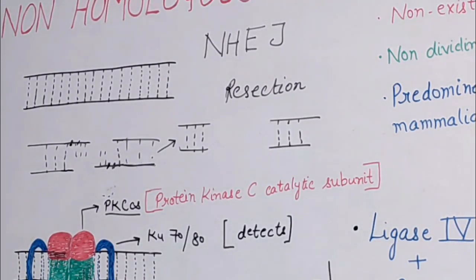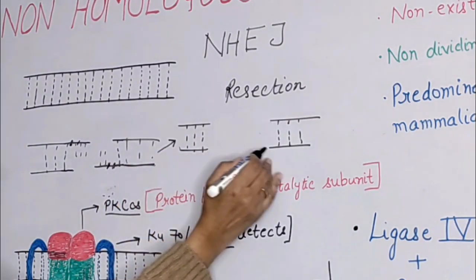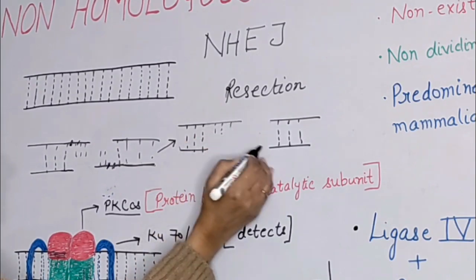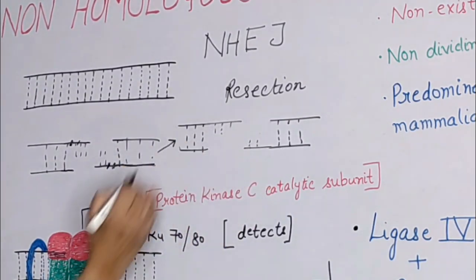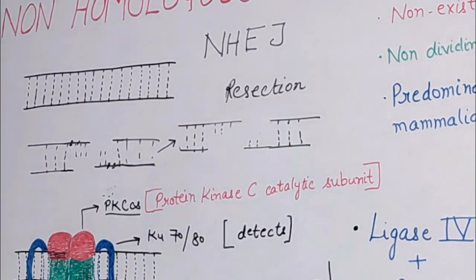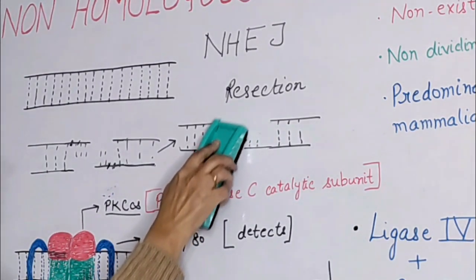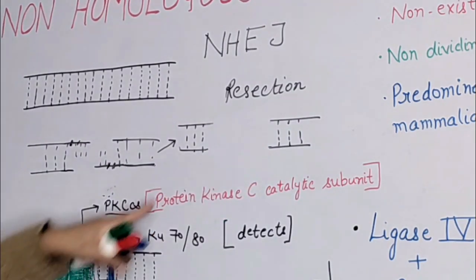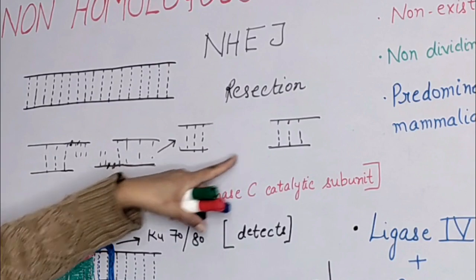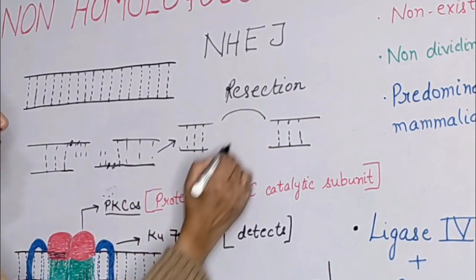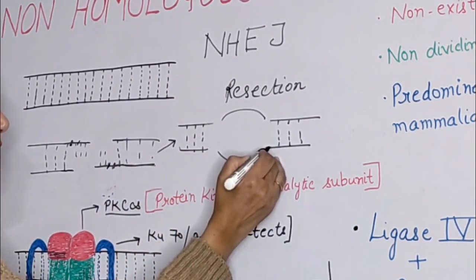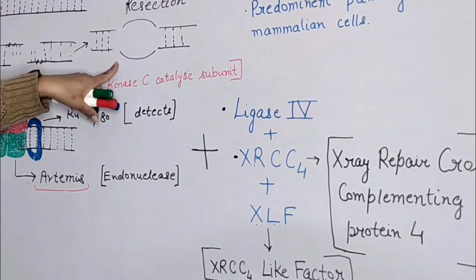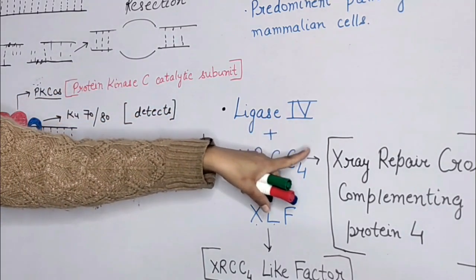So that ultimately we have got equal ends now. That is, all the overhang portion gets removed with the help of Artemis, which is an endonuclease, and we have the portion of the DNA molecule without any overhanging ends like this. Now these two strands have to be joined to each other. These two broken ends of the single strands have to be joined, and this joining is done with the help of ligase 4.